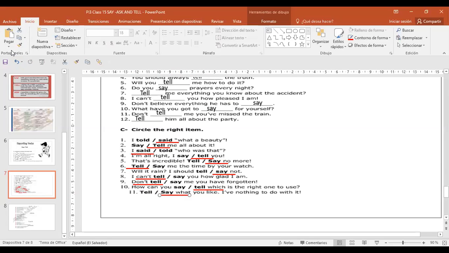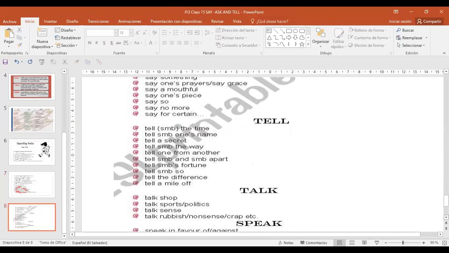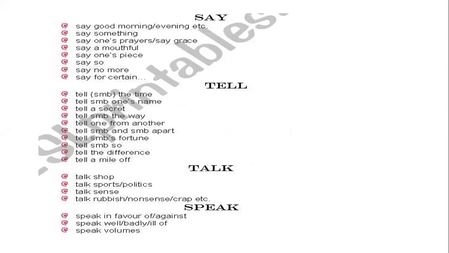Okay, I know that this is a very tricky topic because the verbs are very similar but quite different. For example, here, just let me show you this part in order to close the topic. Of course, I invite you to continue practicing. And again, say good morning, good evening, etc. Say something, say one's prayers. Aquí está lo de las prayers, right? Say one's prayers or say grace.